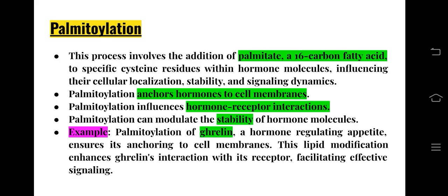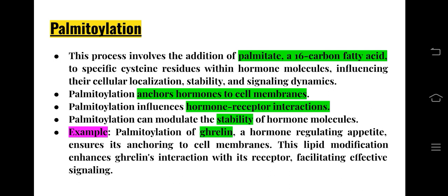The next, palmitoylation. This process involves the addition of palmitate, a 16-carbon fatty acid, to specific cysteine residues within hormone molecules, influencing their cellular localization, stability, and signaling dynamics. So, palmitoylation anchors hormones to cell membranes. Palmitoylation influences hormone receptor interaction. Palmitoylation can modulate the stability of hormone molecules.